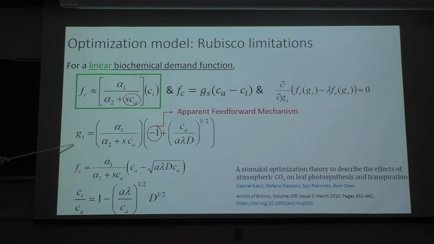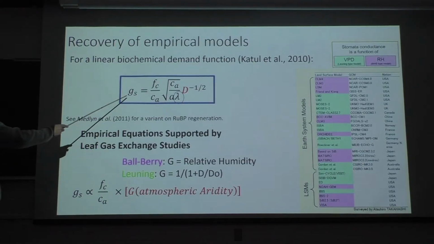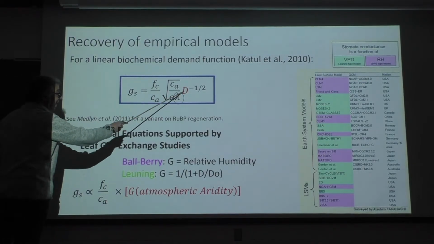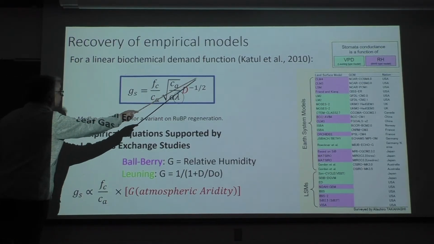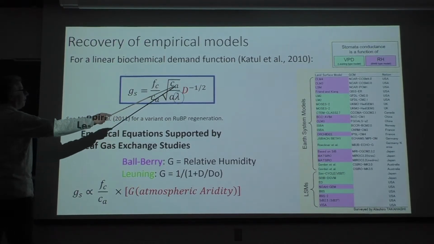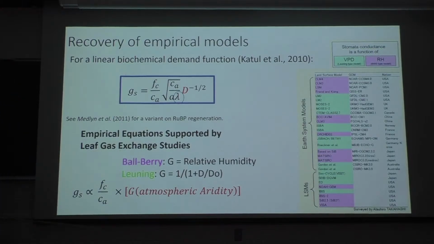And with a little bit of work, you could see that if you divide photosynthesis by GS, or you take the slope alpha 1 divided by alpha 2 plus SCA of this quantity here, and you rework it back in here in terms of photosynthetic rate, a little bit of algebra gives you a relation between stomatal conductance, photosynthesis, and atmospheric CO2, an aridity index D to the minus 1/2 that is completely predicted from optimality principles, and the multiplier here that depends on atmospheric CO2 and the Lagrange multiplier.